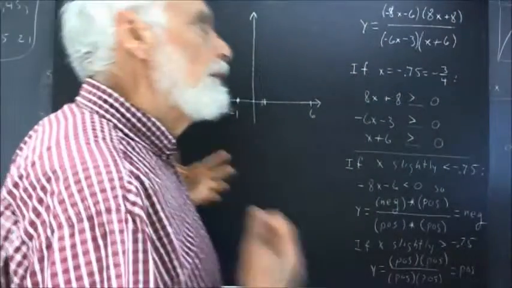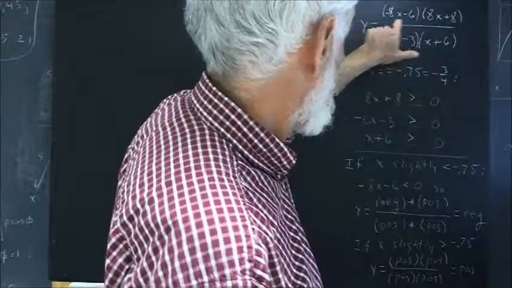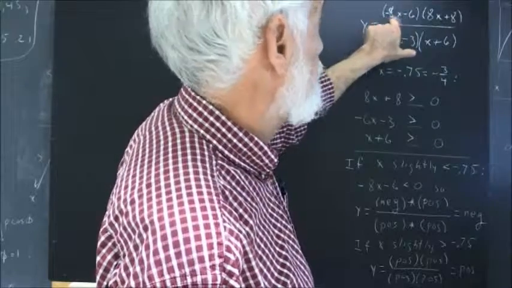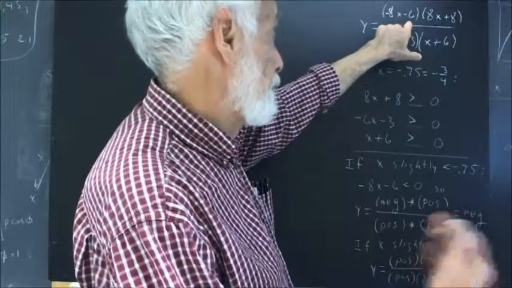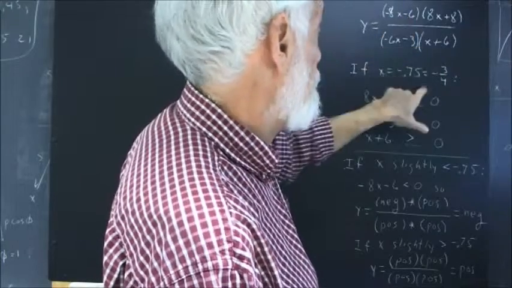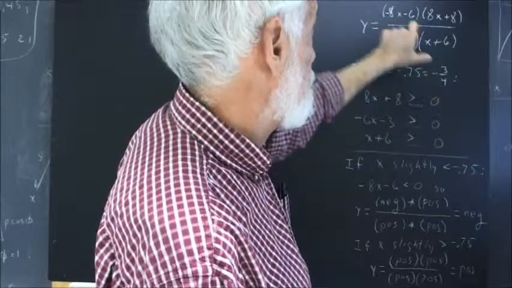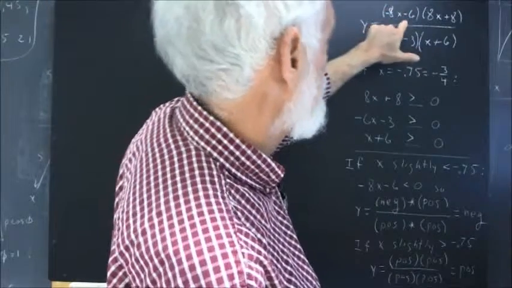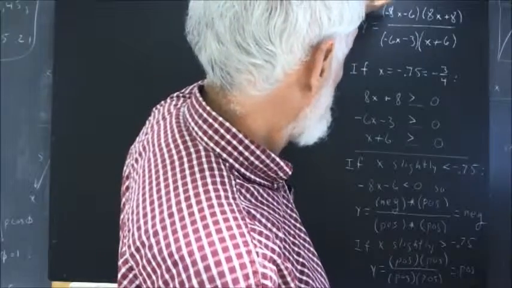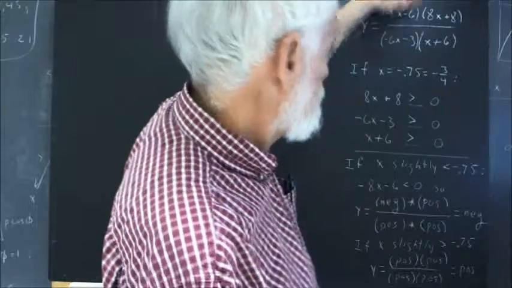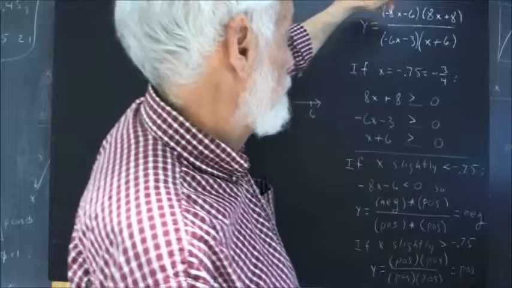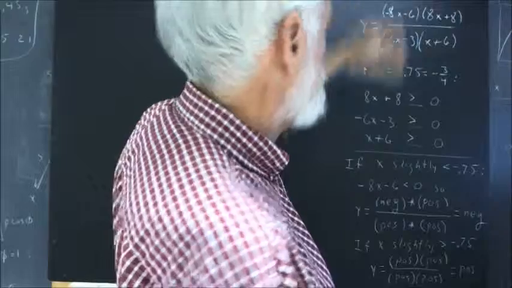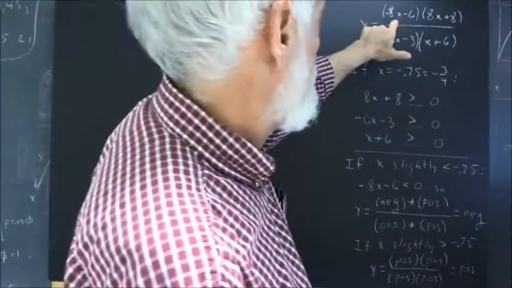So if x is negative 3/4, then this is 0. If x is a little less than negative 3/4, then this turns out to be a little greater than 0. It turns out to be positive, but small. If x is a little greater than 3/4, this term is going to turn out to be negative. And if it's a little less than 3/4, it's going to turn out to be positive. Close to 0, but positive. But let's not worry about that for the moment.